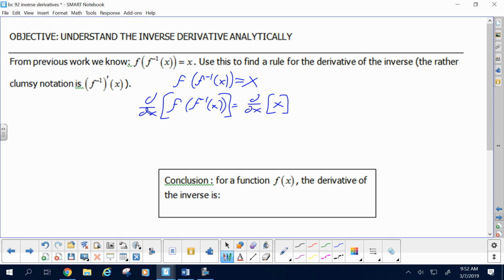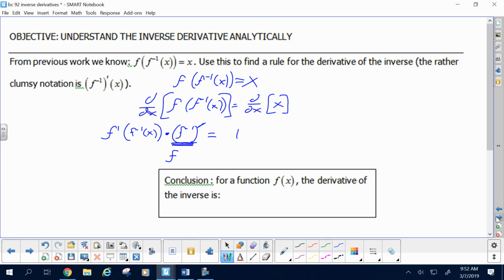All right? Now the left side, that's a bit of a mess. It requires good calculus skill. How do you take the derivative of the left? Chain rule. The derivative of the left is the derivative of the outside function with the inside the same. So the derivative of the outside with the inside the same is f prime at f inverse, times the derivative of the inverse, which is f inverse prime, equals the derivative of the right-hand side, which is 1.